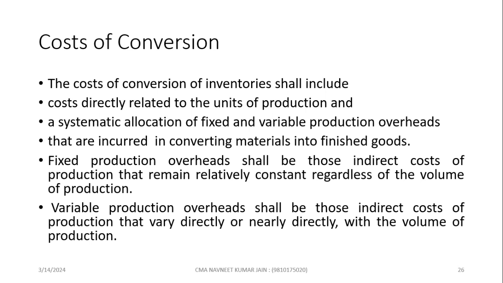We know that these remain fixed, having no relevance with the level of activity, regardless of the volume of production. Variable production overheads shall be those indirect costs of production that vary directly or nearly directly with the volume of production. Nearly directly means that they may not change in the same proportion as the level of activity, but they still change.